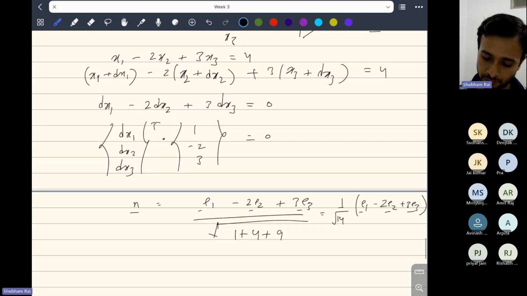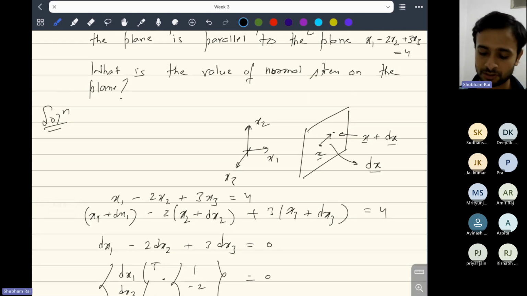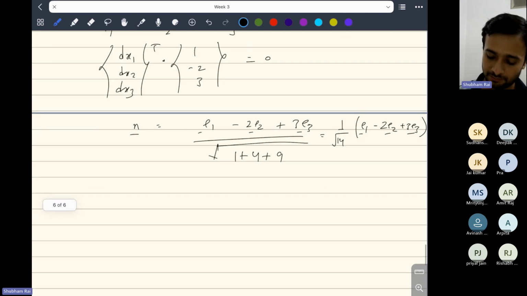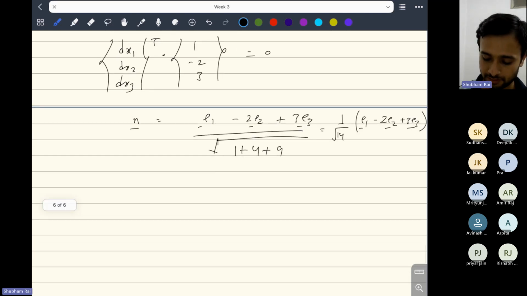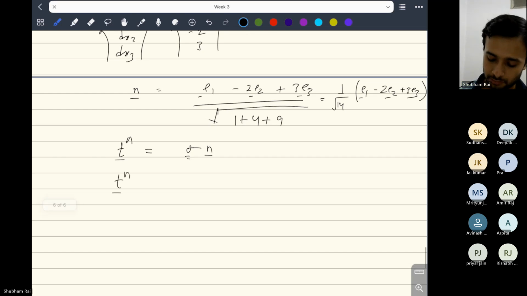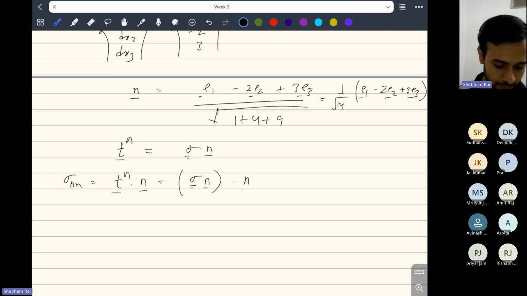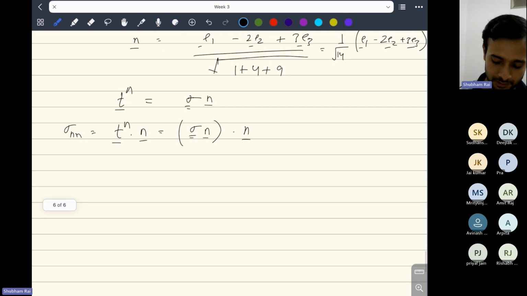So what you need to find out is the value of the normal stress on the plane. The value of the normal stress is given by, firstly, let's say you find the traction. The traction will be given by sigma times n, and you want to find the component of this traction along the normal direction. That will be t dot n, which is known as sigma nn. So that will be nothing but sigma n dot n, right? So let's find out, firstly, the traction vector. That will be sigma times n.